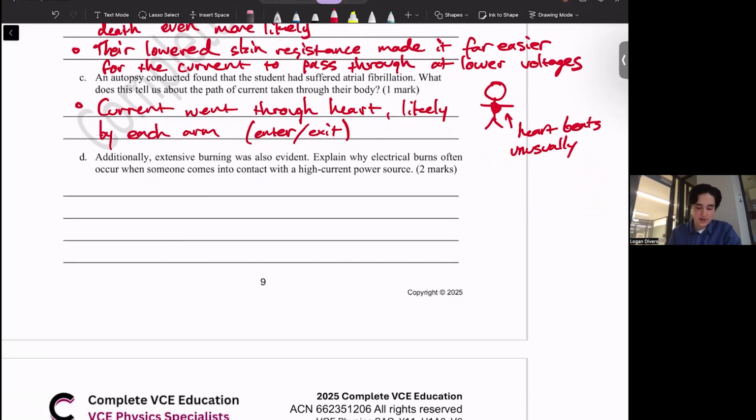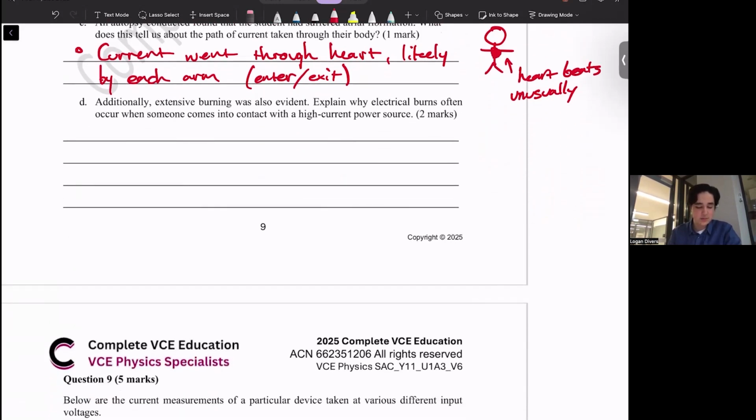Additionally, extensive burning was also evident. Explain why electrical burns often occur when sometimes someone comes into contact with a high current power source. So, burning. How do we have burning happen? So burning happens when there's too much heat, right? So having too much heat means that there's a lot of energy being dumped into the medium that's going through. So what this essentially means is that as current passes through a resistance, the higher that resistance is, the more likely there is to be heat generated. It's kind of the way heaters work. But we want some formulas to back it up though.